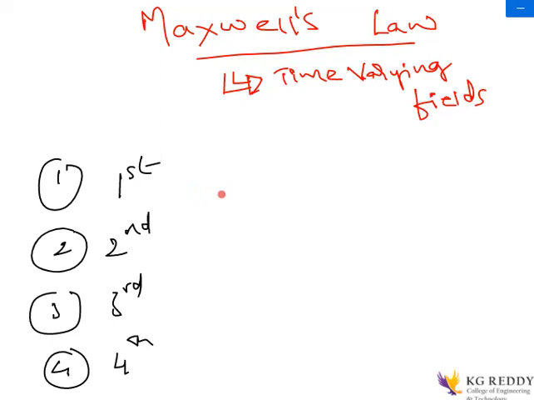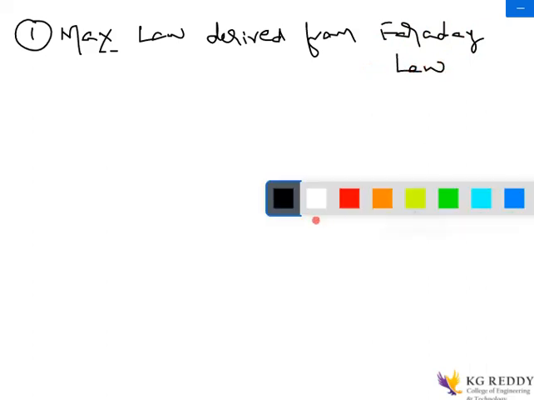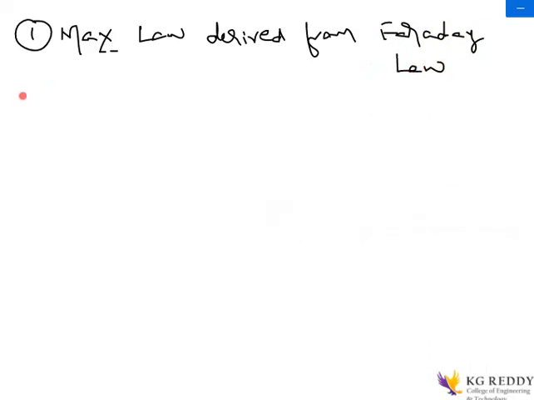So here also it is derived from Faraday's law, from the Ampere circuit law, and from the Gauss law for the electric fields as well as the magnetic fields. So today we are going to see all the Maxwell's equations which are derived from various laws for the time varying fields. We will be starting with Maxwell's law derived from Faraday's law. For the static fields we have discussed in the previous lecture, so I am going to discuss time varying fields.